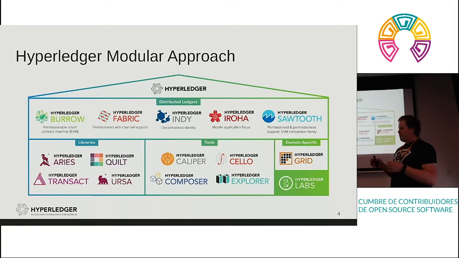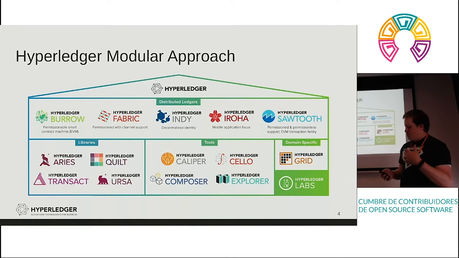Iroha is focused on providing libraries and a platform for applications to connect to. So it provides lots of Android and web libraries to connect up. And then Sawtooth is primarily from Intel, and the interesting thing there is they take advantage of the Intel SGX Secure Guard extensions to provide something called proof of elapsed time for their consensus mechanism, and inside of it, which is also another copy of the Burrow EVM.